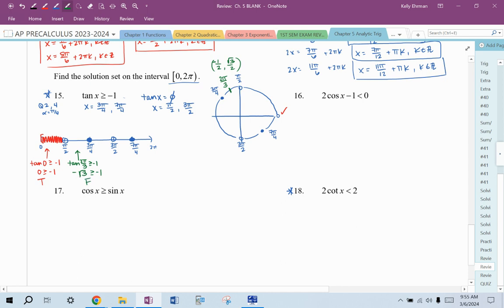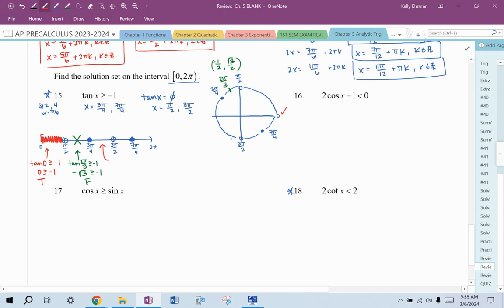If this is negative 1 point something, that's a smaller number because it's more negative than negative 1. So that is not a solution. It is true that these often alternate, but you want to check and be sure. And I'm not sure how much work we would be required to show for this if it made it into a free response question.